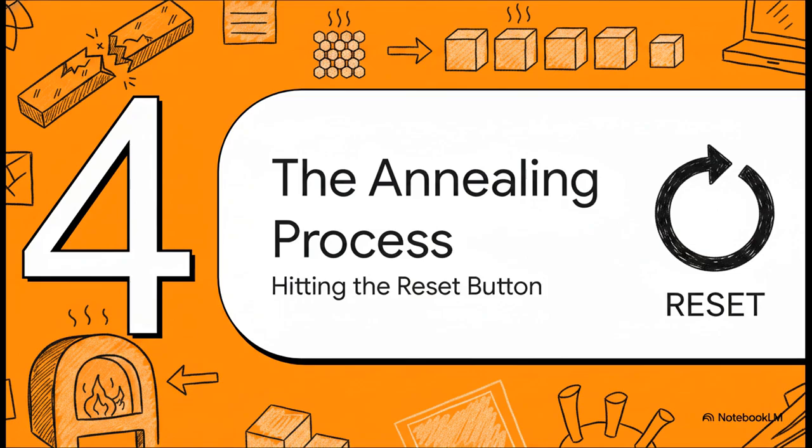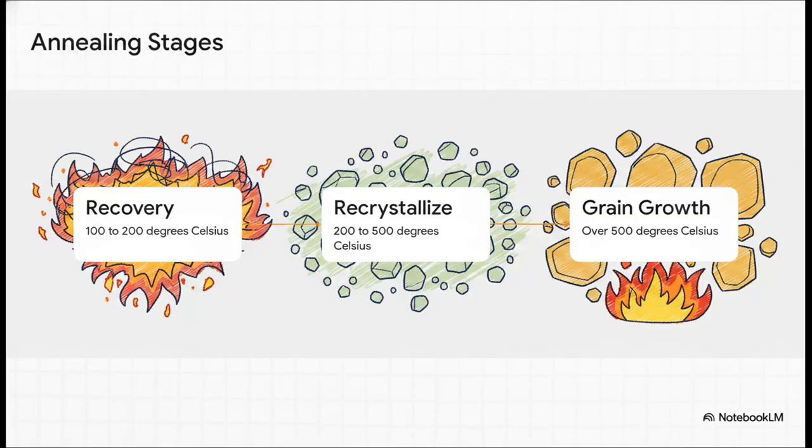That brings us to part 4, the annealing process, or hitting the reset button. Right, so if our strengthening mechanisms make the metal way too brittle, like our overbent paperclip, we need a way to reset it. Enter annealing. It's a heat treatment process that sequentially resets the internal structure in 3 distinct stages as things heat up.